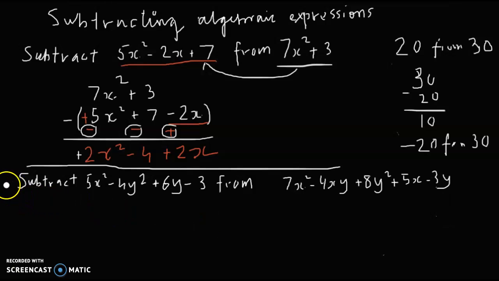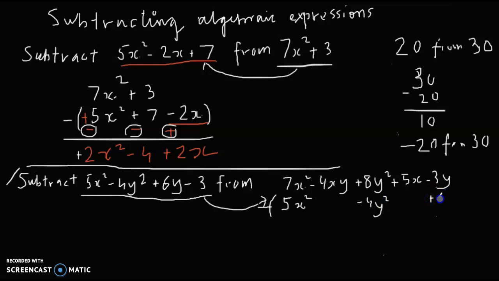Okay, let's see another example here. Subtract 5x square minus 4y square plus 6y minus 3 from 7x square minus 4xy plus 8y square plus 5x minus 3. So what we do is we put this below this, because from this we have to subtract. We have 5x square here, so let's put minus here, and 5x square minus 4y square. So this is minus 4y square plus 6y. So it is plus 6y here, and minus 3.